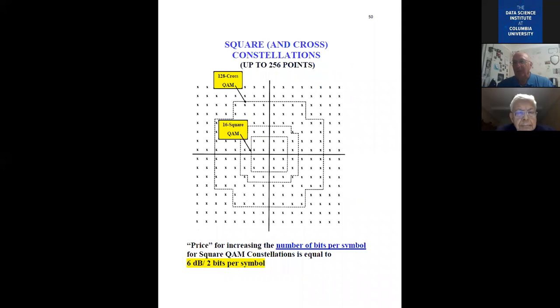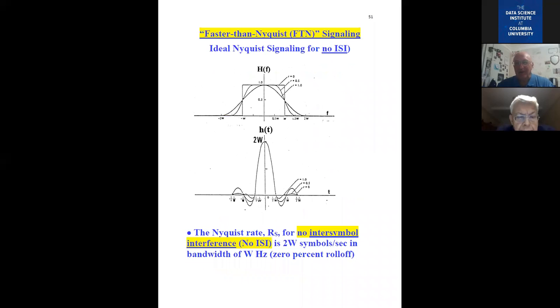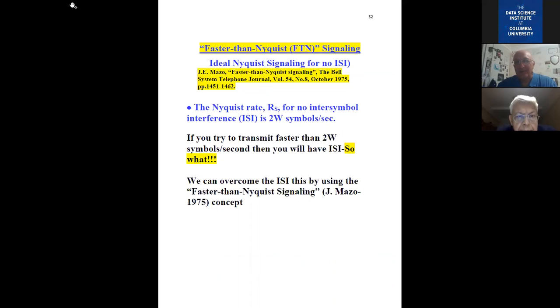But it turns out you can even improve the efficiency by using an article that was written now, I guess 45 years ago, by Jim Mazo, and I think there are a number of you who knew Jim Mazo. Jim Mazo wrote this article 45 years ago, something called faster than Nyquist signaling. Normally you say faster than Nyquist means you're going to have a lot of intersymbol interference. Yes, you're going to have a lot of intersymbol interference.